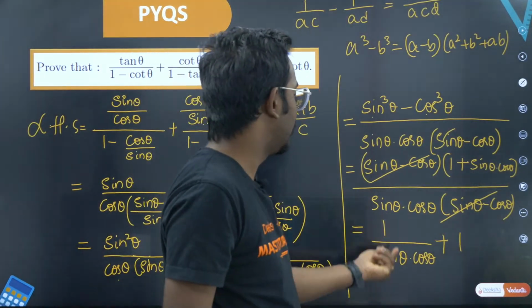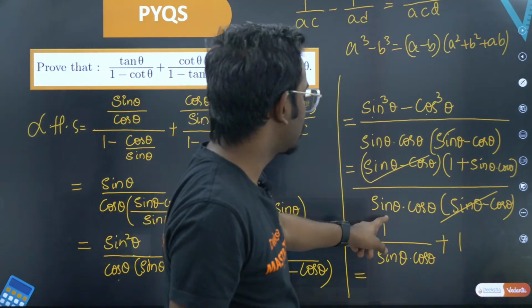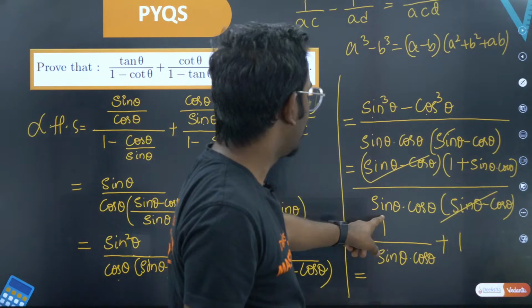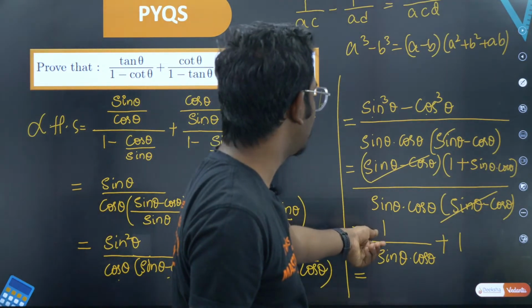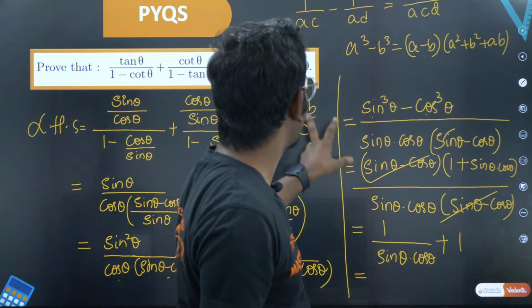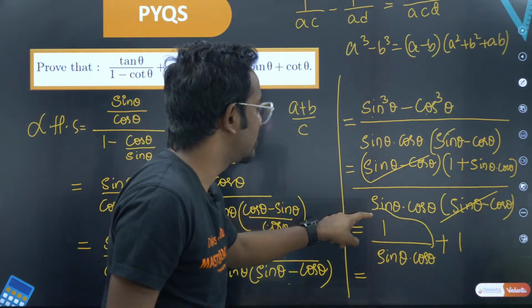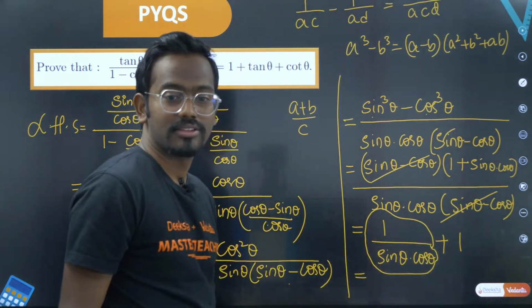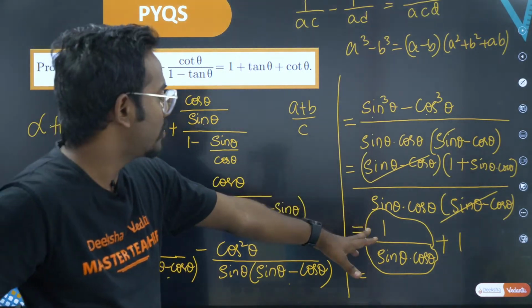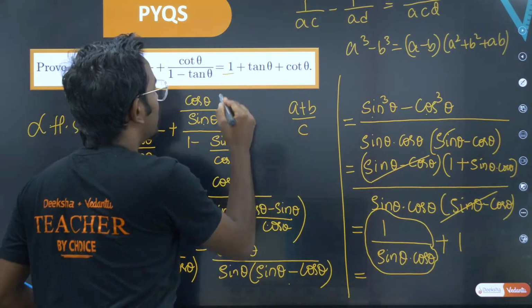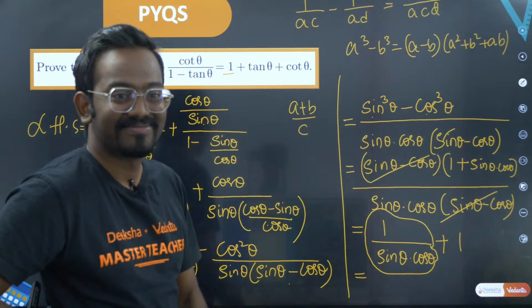So now you'll have to split it. What happens to 1 by sin theta cos theta? You can write this as 1 by sin theta into 1 by cos theta. So now from here how will you get tan theta plus cot theta? Your job is to make this tan theta plus cot theta. Yes, how will you do this? Come on, tell me. You're already at the end, almost. 1 is already obtained here. My job is to bring tan theta plus cot theta. How do you get it?